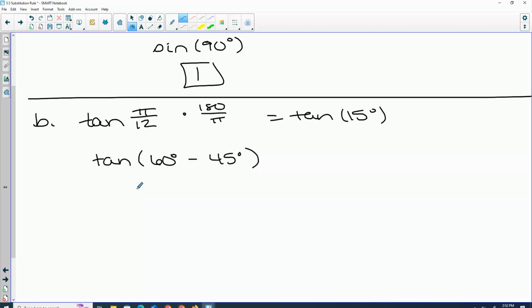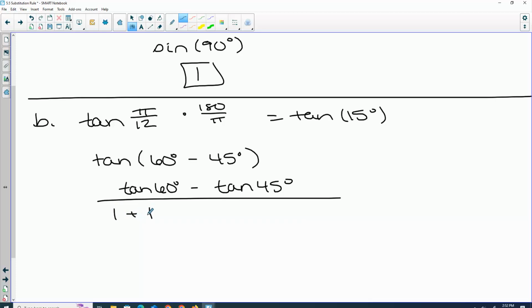So, you are looking at your flip chart, or when you have your test tomorrow, the formula sheet, sum and difference, tangent of A minus B. So, tangent of A minus tangent of B over 1 plus tangent of A, tangent of B.